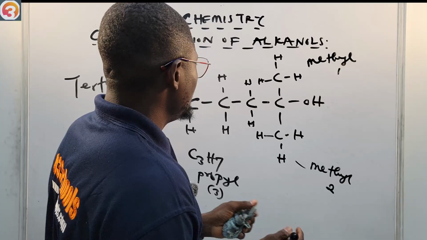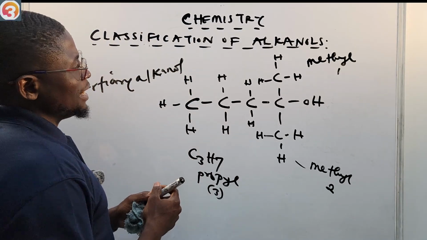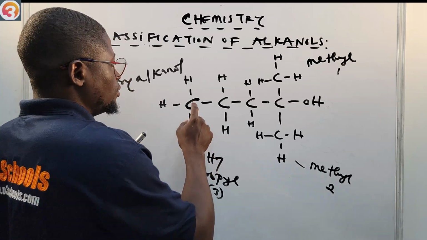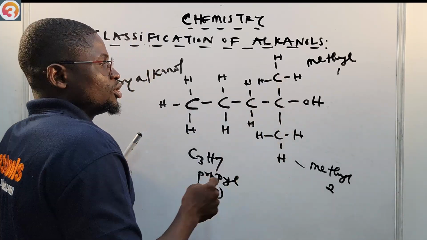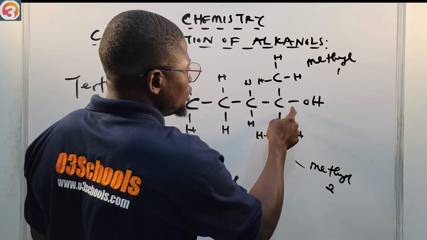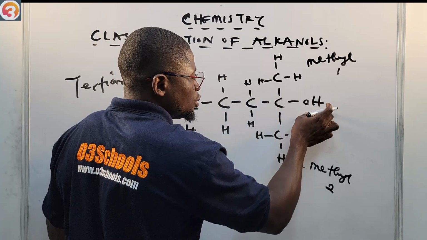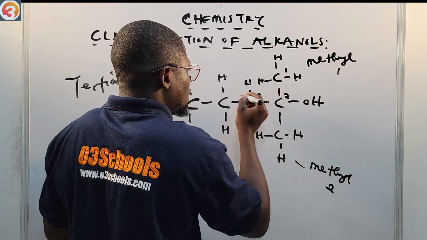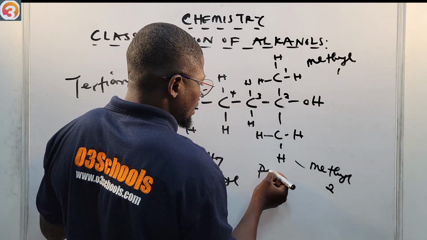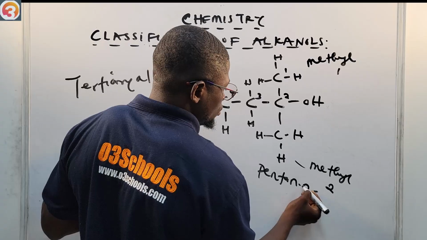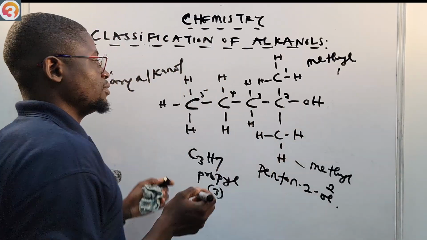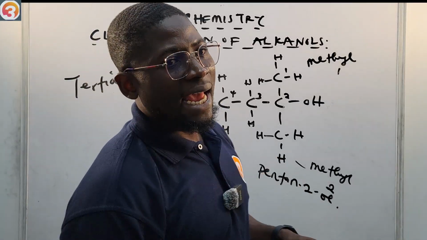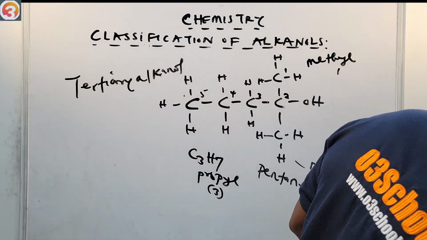Let us name this compound. The longest chain of continuous carbon atoms will be 1, 2, 3, 4, 5. Now let us look for the position. We need to number so that the OH group has a shorter number. We cannot start numbering from here, so I have to start numbering from here because of this functional group: 2, 3, 4, 5. So that will be pentan-2-ol, because the OH group is on the second carbon. Please, that is how we classify alcohols into primary, secondary, and tertiary alkanols.